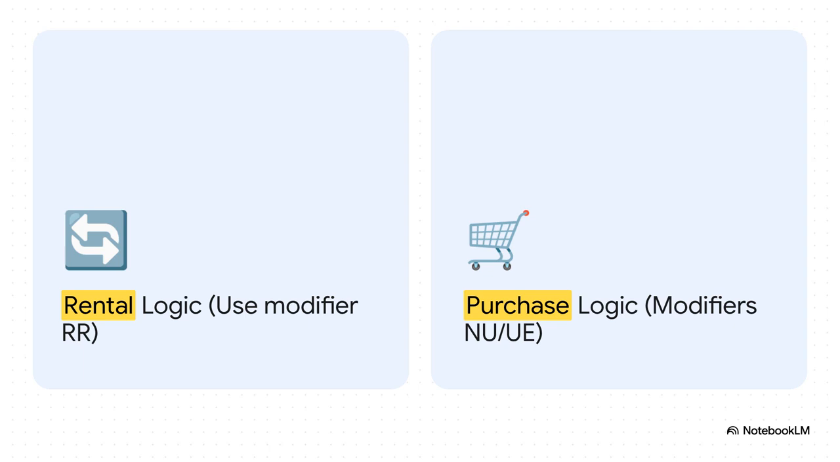You've also got to let the source documentation drive your coding modifiers here. Are they renting the wheelchair or are they buying it? If it's a rental, you use modifier RR. If they're buying it outright, you use NU for new equipment or UE for used equipment. Always let the vignette dictate your modifier choice.